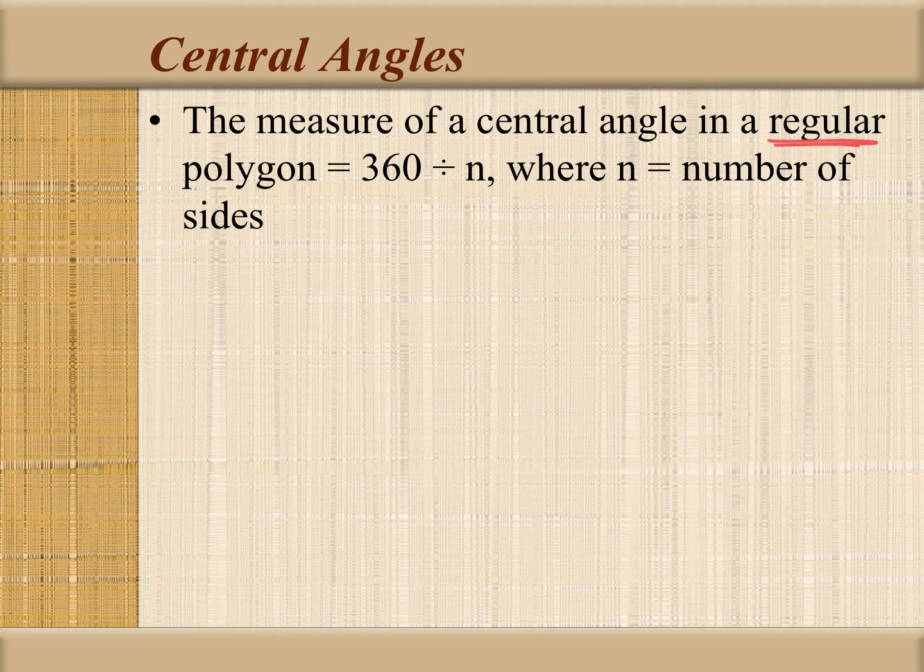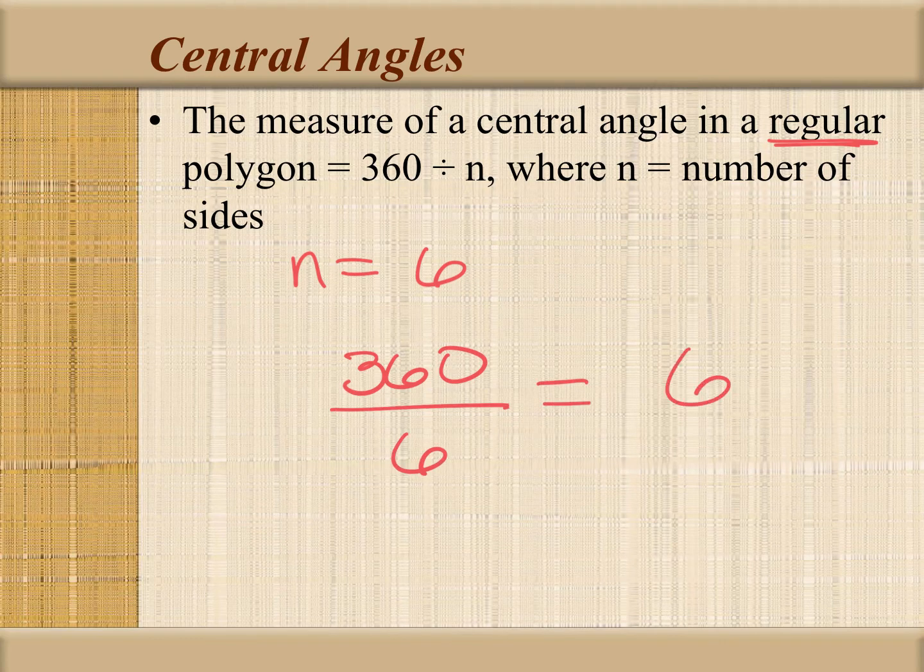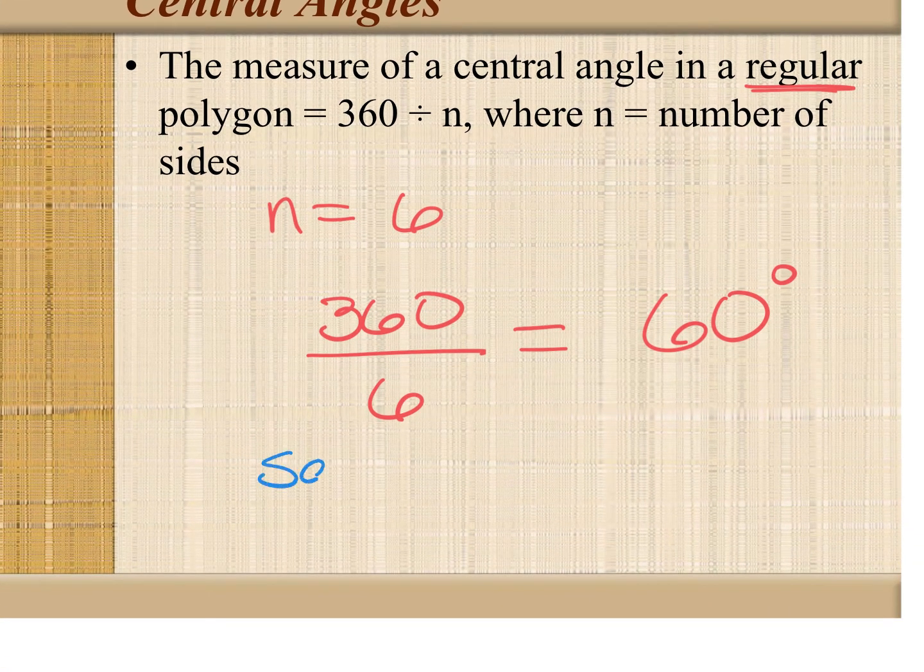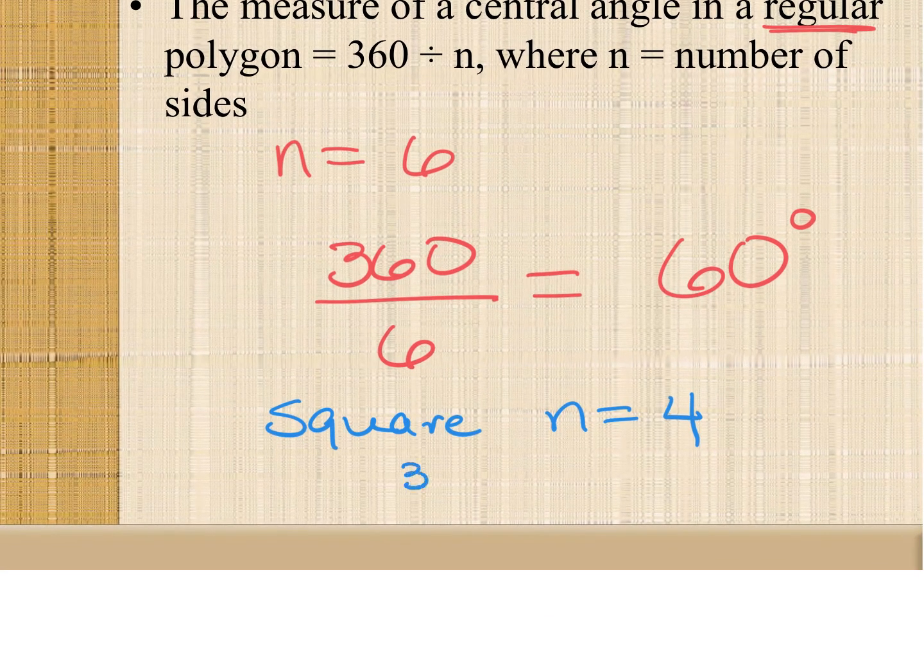You need to know that a hexagon, the number of sides in it is 6. So to find the measure of that central angle, you're going to take 360, divide it by the number of sides, and the measure of that central angle is going to be 60 degrees. If it were a square, you know that a square has 4 sides. So your n value is 4, and you will take 360, divide it by 4, and the central angle in a square is going to be 90 degrees.